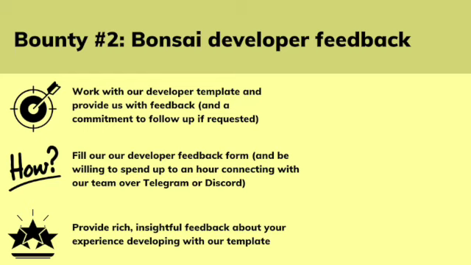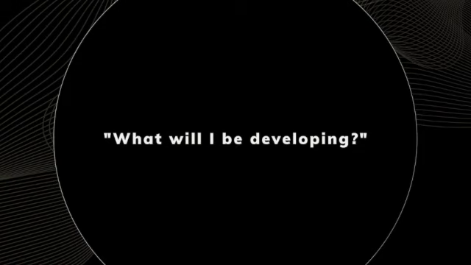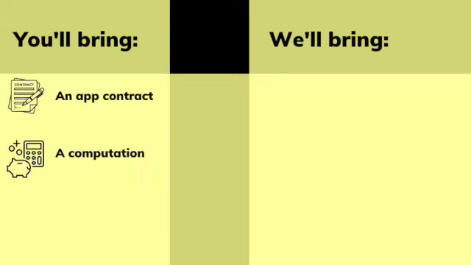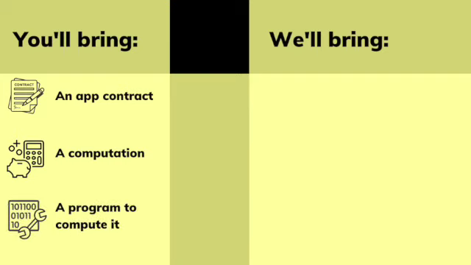So with that said, it's probably time to better understand what you can build in a weekend. So let's take a look at what you're going to be developing. So what you're going to bring is pretty simple. You are going to bring an app contract, which we've already provided in our template. You just have to add a little bit of Solidity code, a computation that you would like not to write in that app contract, and then a program to compute it, which we've gotten started for you. You just need to add the computation there.